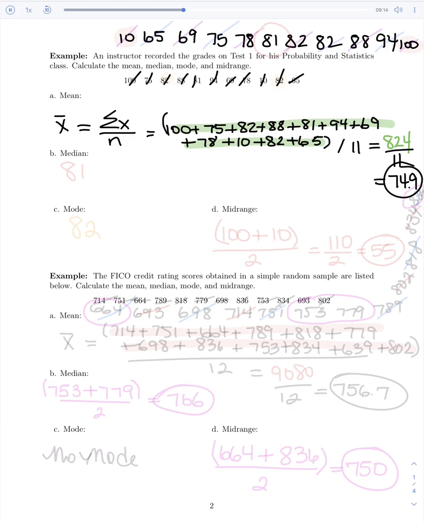So how do I find the middle? What we're going to do to find the middle is chop off the ends one pair at a time. So I'm going to chop off the 10 and the 100. And I'm going to keep on doing this one pair at a time until I get to the middle. 65 and 94 will get chopped off. Now back to 69 and 88. Keep on chopping off one pair at a time. I'm going to alternate colors so I don't get confused. 75 and 82, then 78 and 82, which leaves me with one middle number. It leaves me with 81, so that's my median. And I'm done with the median.